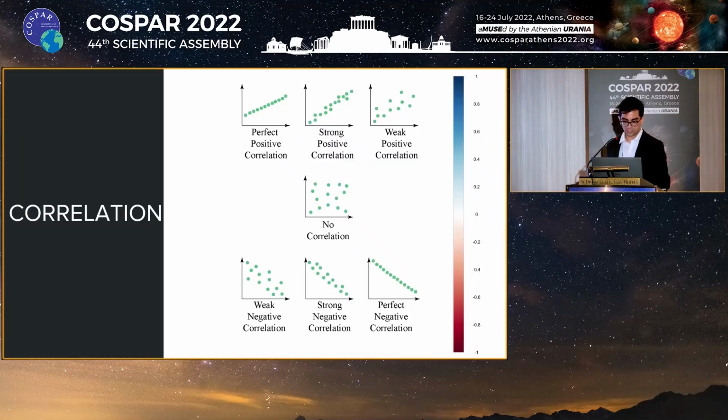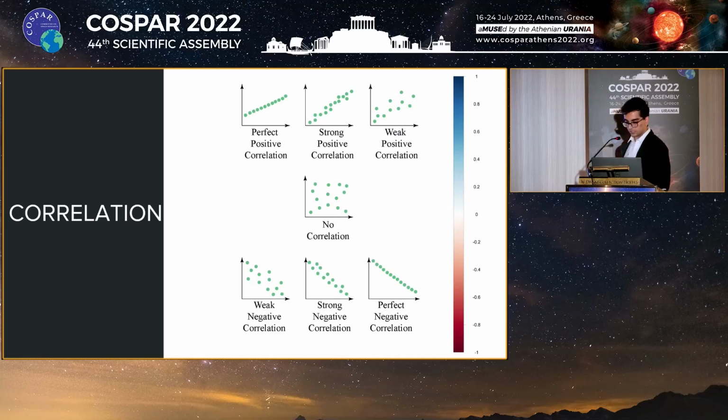Now, you can have different types of correlation. You can see that strength of correlation is basically based on how close you are to that trend line. And the more random your distribution gets, the weaker your correlation gets. Of course, you can have negative correlation as well. It's important to mention that negative correlation does not mean negative expression. It just means that when gene X is upregulated, gene Y is downregulated.